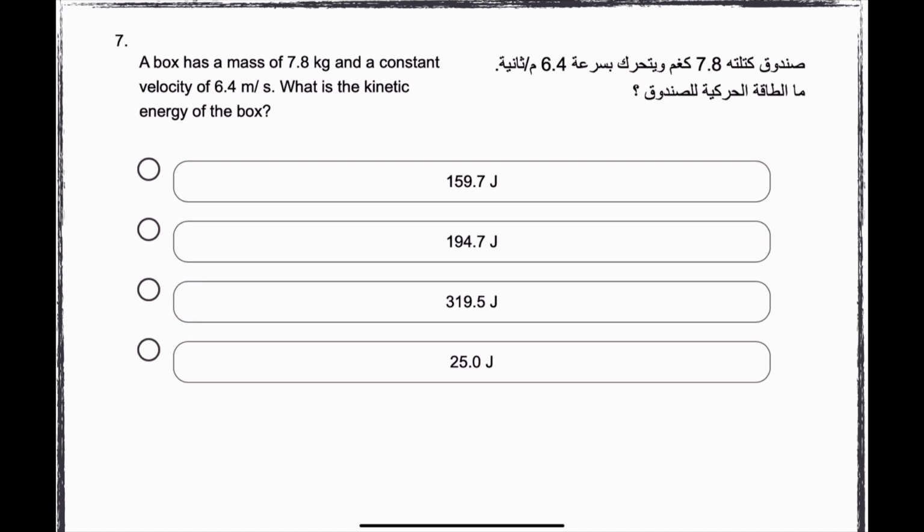Hello everyone. Physics EMSAT question. A box has a mass of 7.8 kilogram and a constant velocity of 6.4 meter per second. What is the kinetic energy of the box?